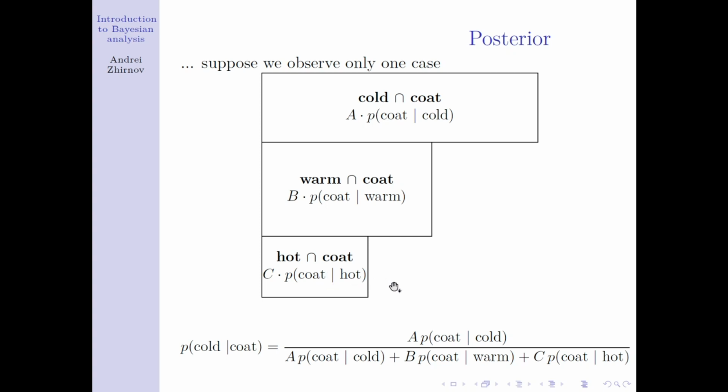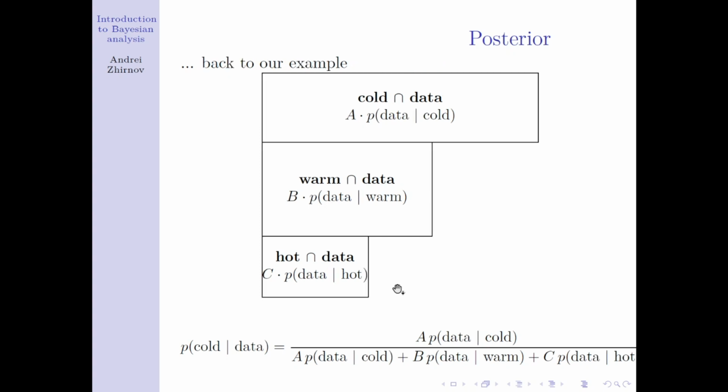Similar logic applies when we do not observe only one person, but we observe a bunch of data points. Similarly, to obtain the posterior probability of the weather being cold, we need to compute the area of the top segment and divide it by the total area of this funny looking shape. And this is what's happening here. And this is exactly the Bayes rule.